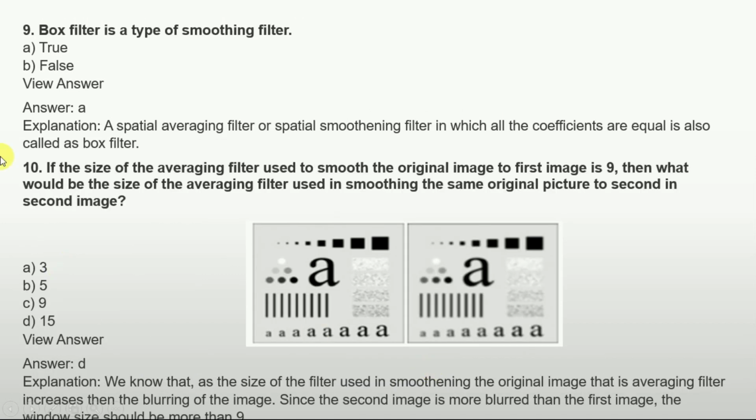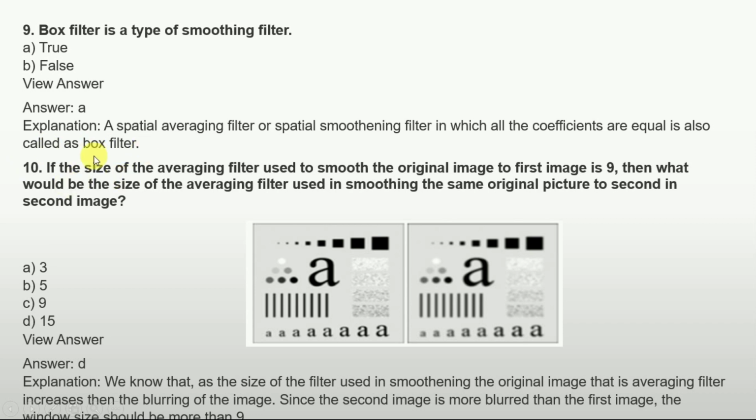Now the next question is, box filter is a type of smoothing filter, true or false? The answer is true. A spatial averaging filter is a spatial smoothing filter in which the coefficients are equal, also called a box filter.